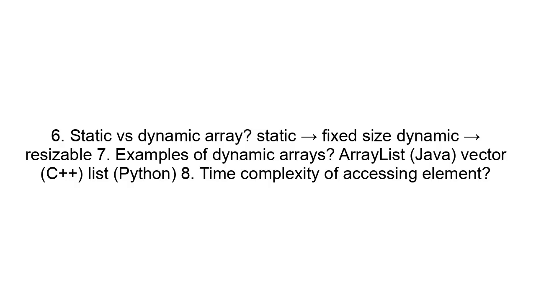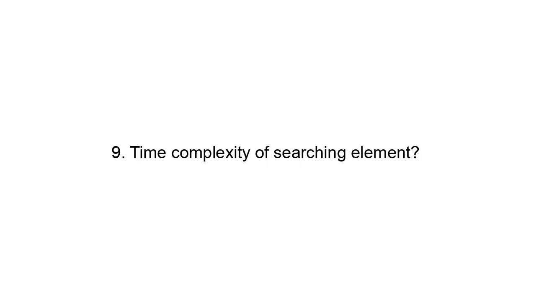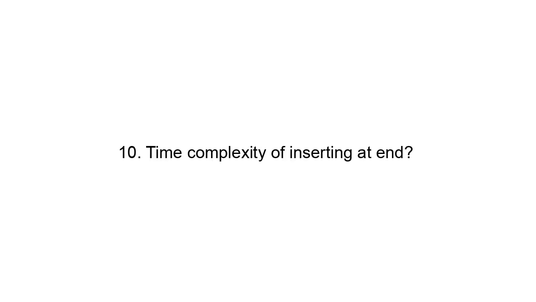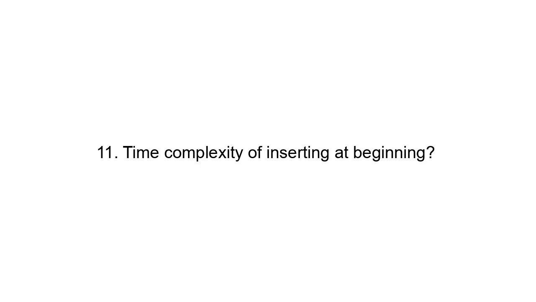6. Static versus dynamic array. Static means fixed size. Dynamic means resizable. 7. Examples of dynamic arrays: ArrayList, Java; vector, C++; list, Python. 8. Time complexity of accessing element. O(1). 9. Time complexity of searching element. O(n). 10. Time complexity of inserting at end. O(1), amortized for dynamic arrays. 11. Time complexity of inserting at beginning. O(n). 12. Time complexity of deletion.